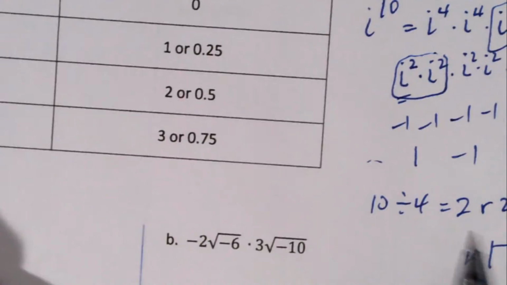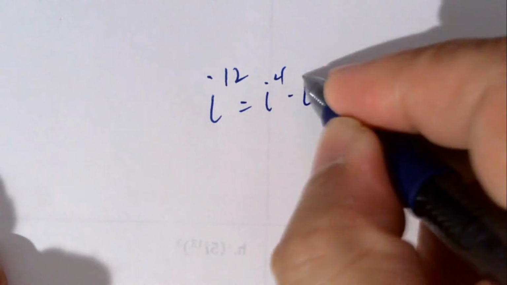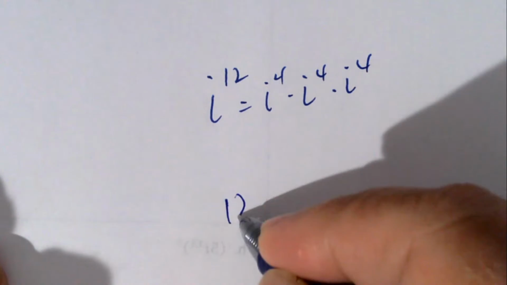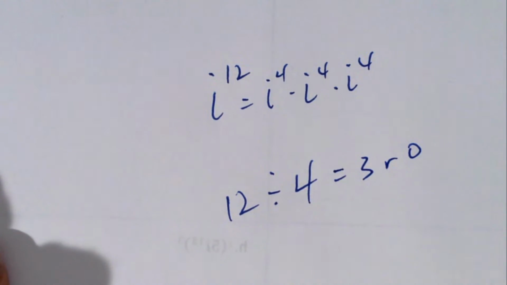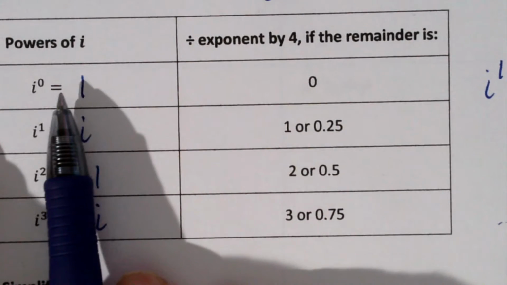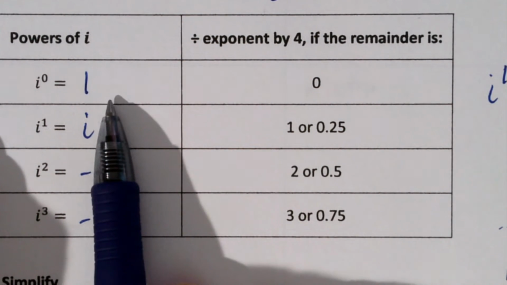So let's say an example where we divide by 4 and get a remainder of 0. If I have i to the 12th, that would be i to the 4 times i to the 4 times i to the 4. So 12 divided by 4 equals 3 with a remainder of 0. 4 goes in evenly. That's why the answer is 1. Remember, each i to the 4th is 1. So if the remainder is 0, then it's equivalent to just 1.